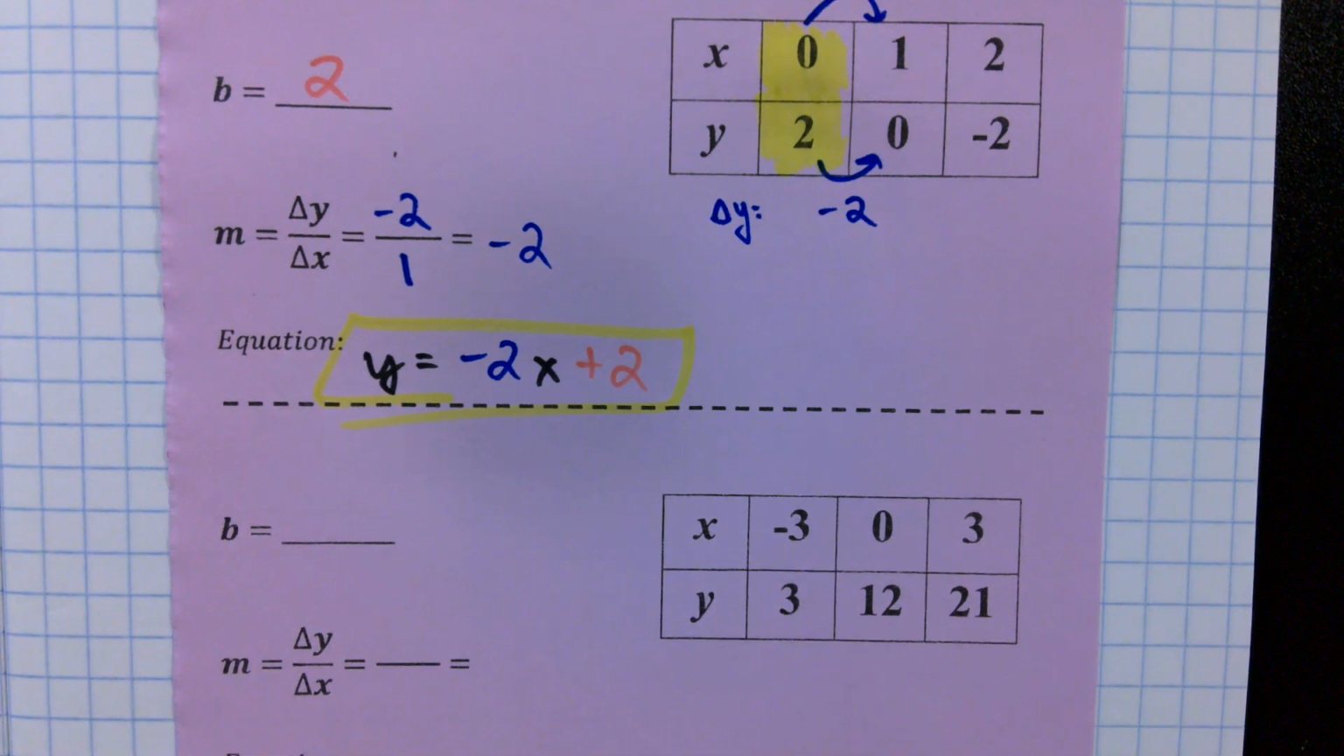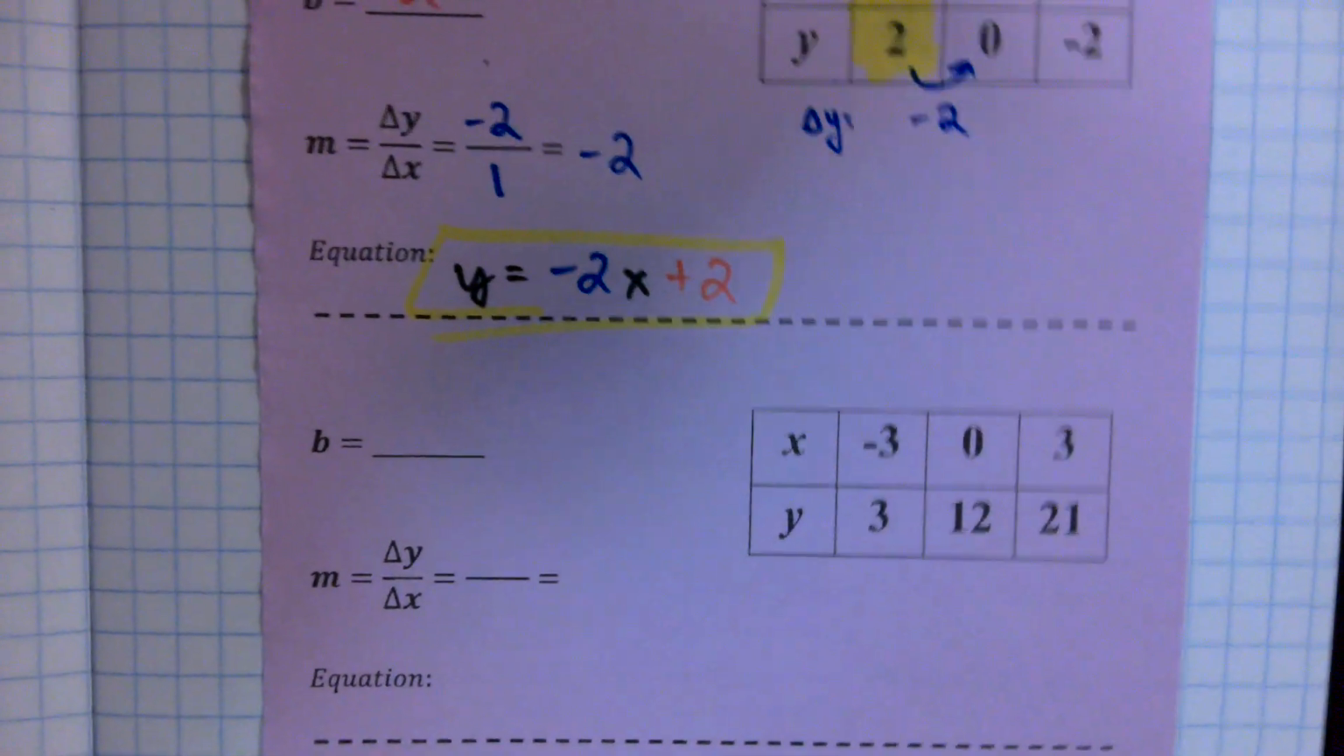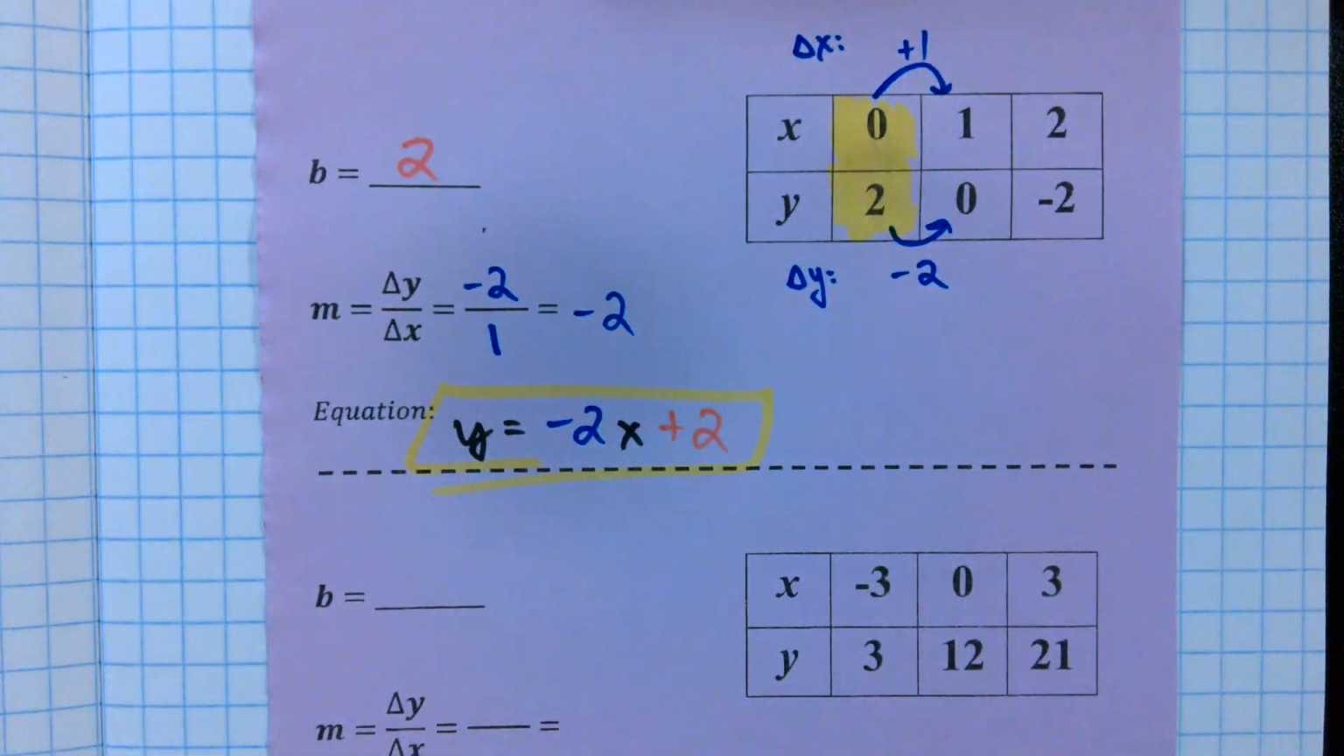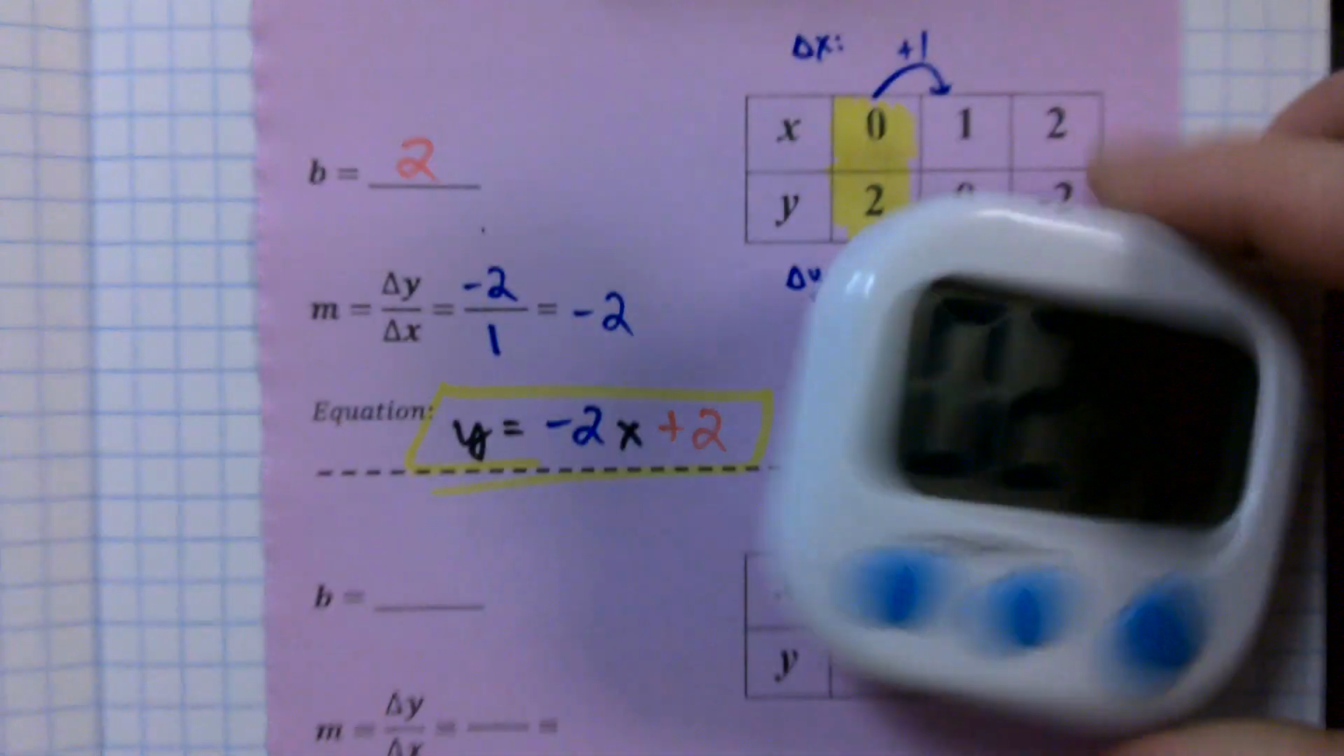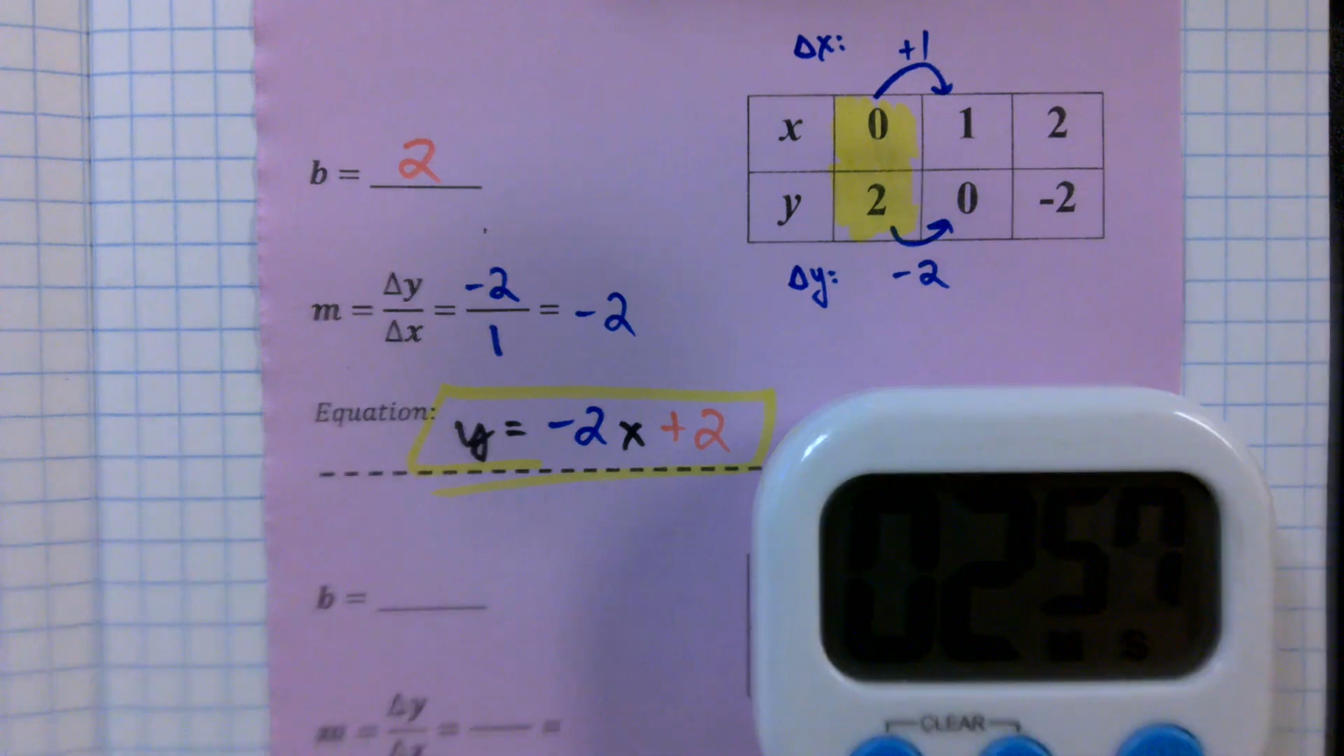Still feeling okay? Okay. Take 2.5 minutes. Let's call it 3 minutes. Take 3 minutes. See if you can get these next two done on your own. I'll leave this one up as an example. Be careful with your arrows and your simplifying, but I want to see if you guys can figure those out on your own. So take 3 minutes right now.